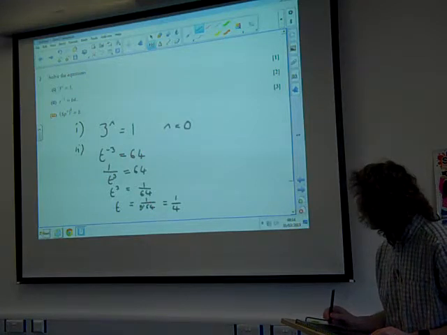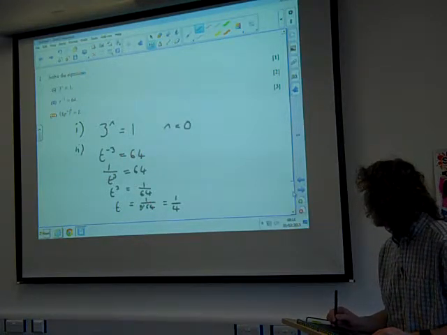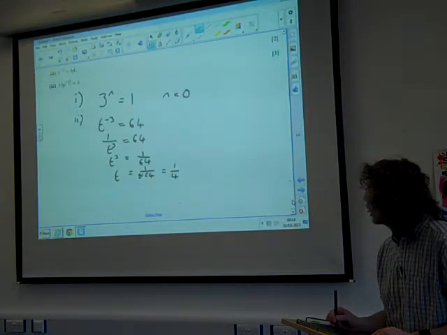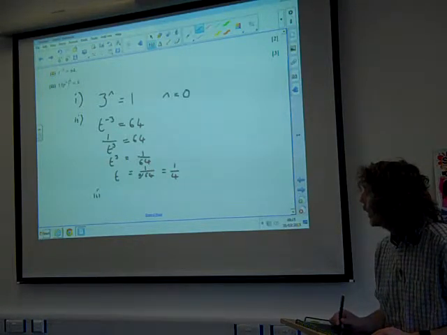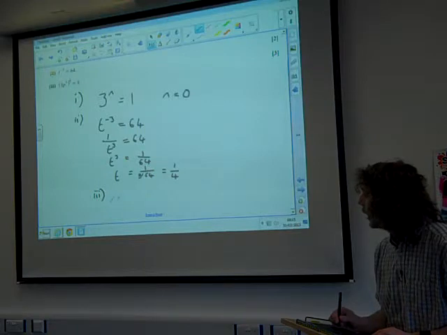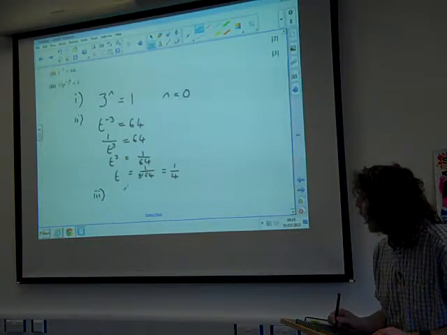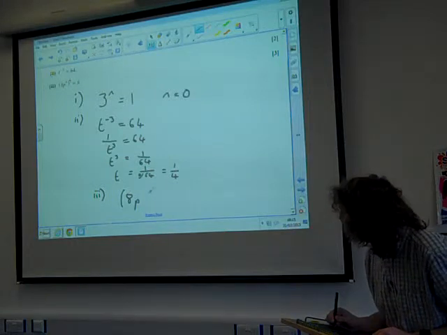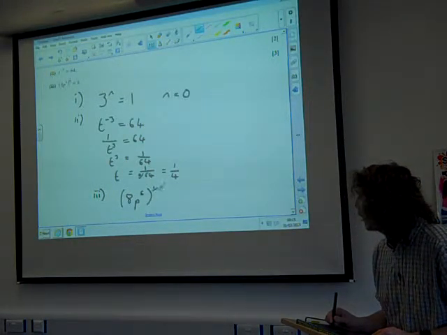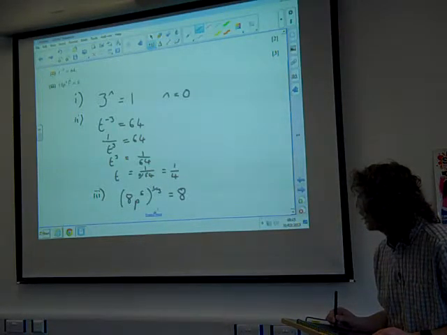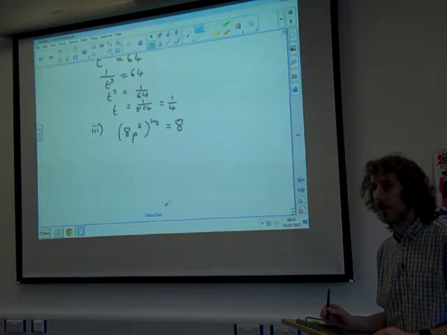And the last one, well, this is where we get to use our knowledge about fractional indices and all of that stuff. Brilliant, isn't it? So 8p to the 6, all to the power of a third, equals 8. Right, they're giving 3 marks for this.